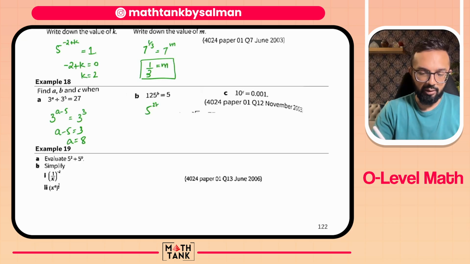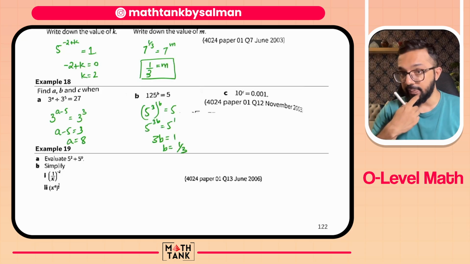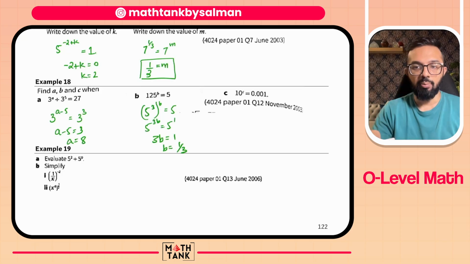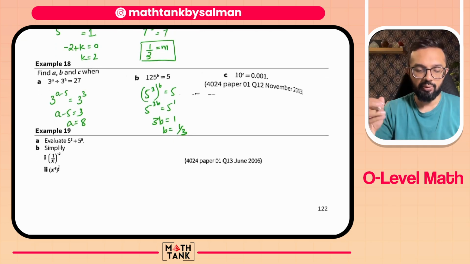5 cube is 125. Okay, so I've translated that. This gives me 5 power 3b. There's no power given to you, it's always 5 power 1. So 3b equals 1 and b equals 1 over 3. Again, this is supposed to be done without a calculator. Make sure that you are not using a calculator when doing these questions.